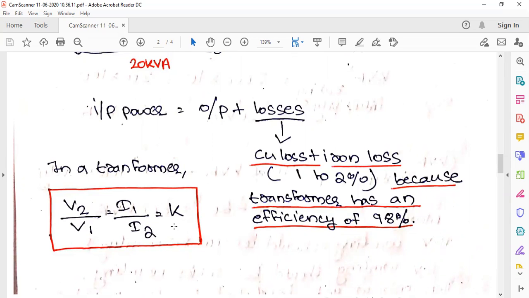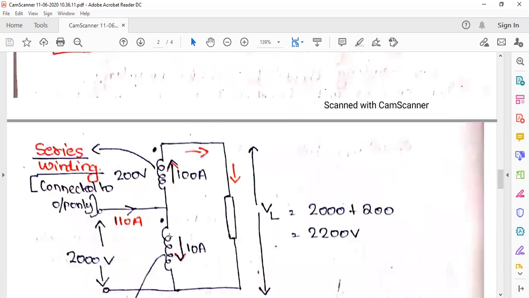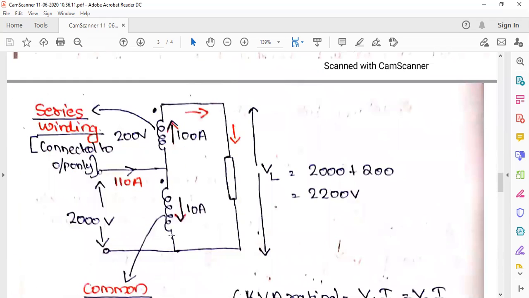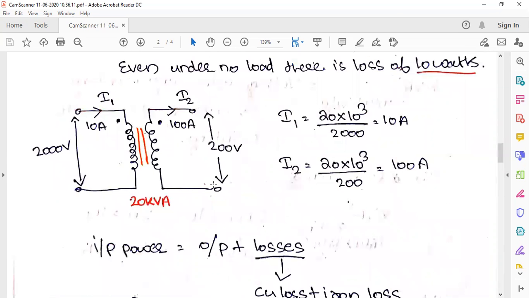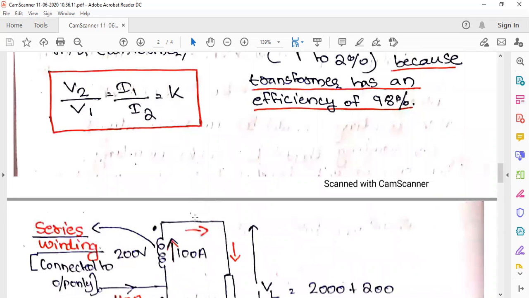So this K is the turns ratio in a transformer, and when it comes to the turns ratio in an auto transformer, we use another term. Don't get confused. Okay. So now we are at the auto transformer. So this is the setup of an auto transformer. This same transformer I am converting to the auto transformer. Just keep that in mind.